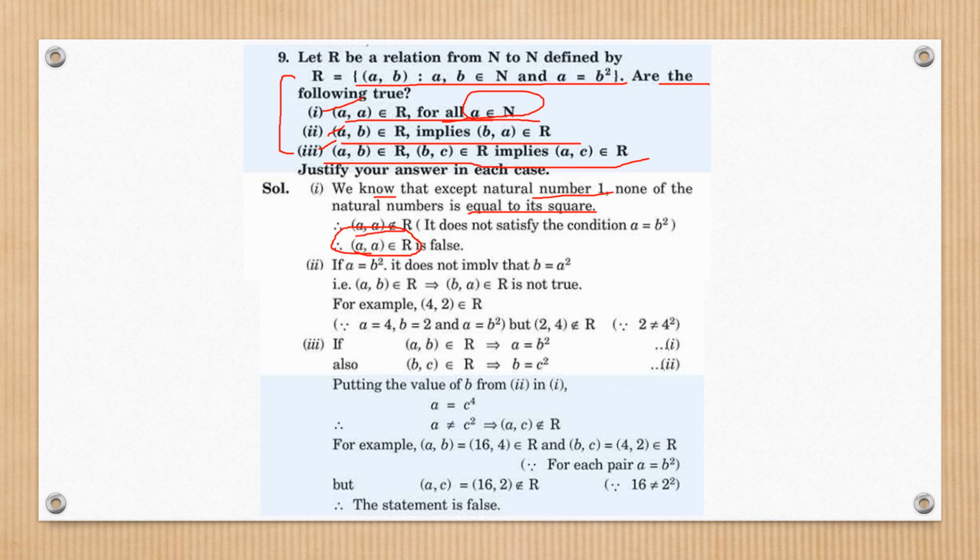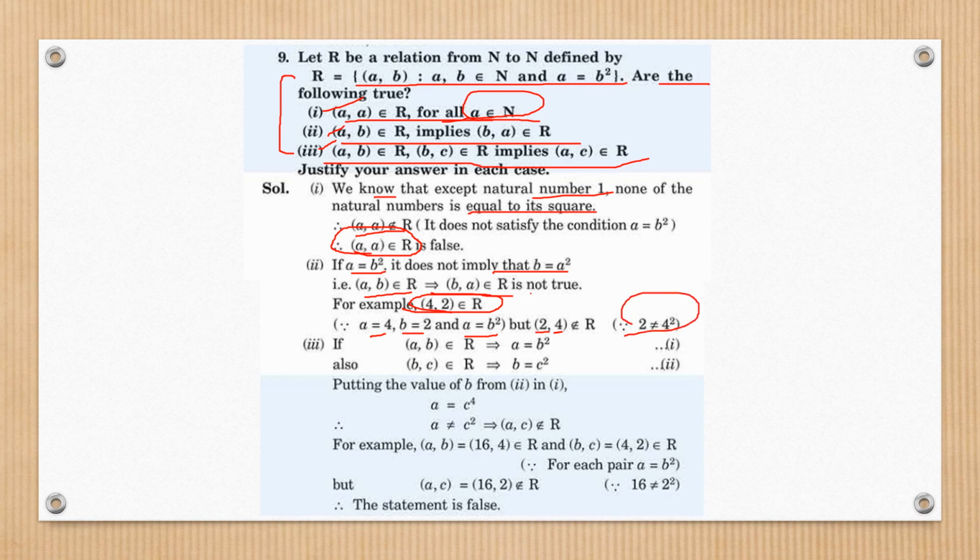(a, b) belongs to R implies (b, a) belongs to R. So (a, b) belongs to R means a = b². Can it be true that if a = b², then b = a²? I don't feel so. So let us take an example. (a, b) belongs to R implies (b, a) belongs to R is not true. Why? Because if I take (4, 2), it belongs to R, where a is 4 and b is 2, an example in which a = b². Now reverse it: is 2 equal to 4²? No. So (2, 4) does not belong to R.